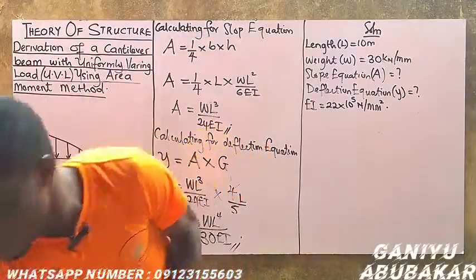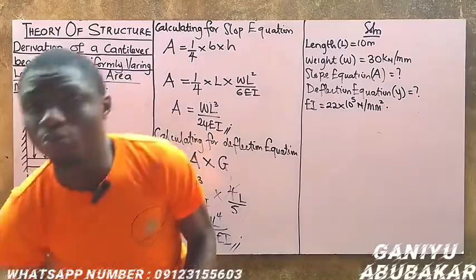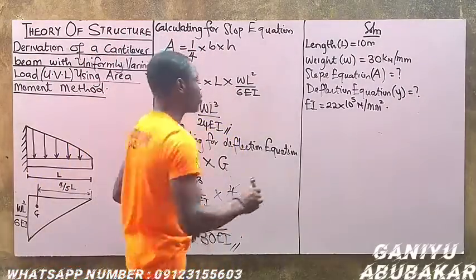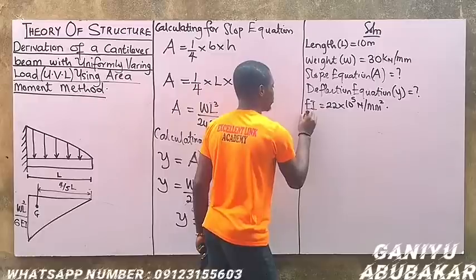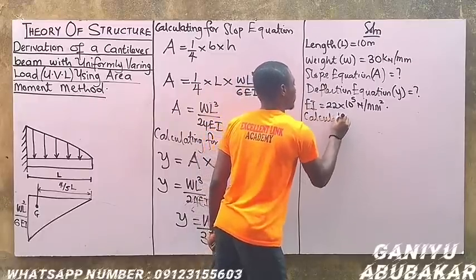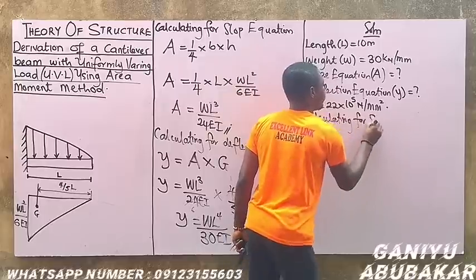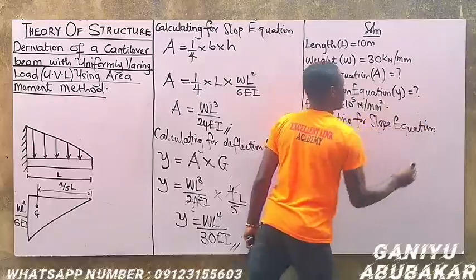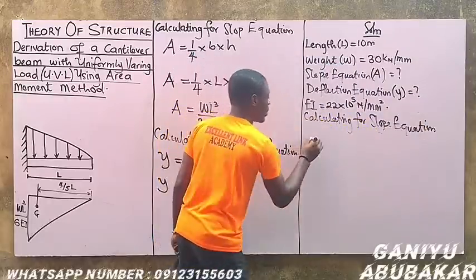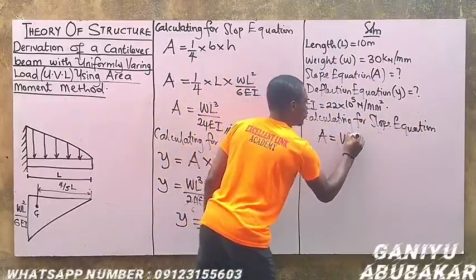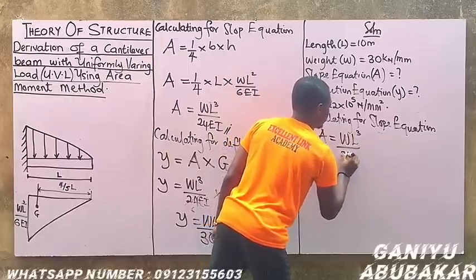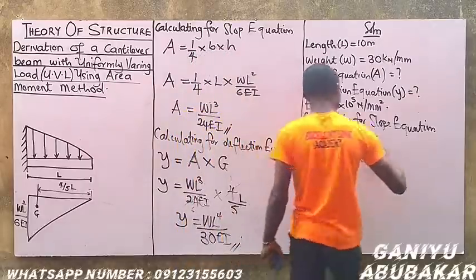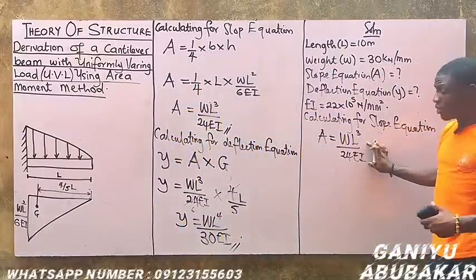All right, let's get this done, please. First task here is that let's try to get the slope equation. We said for slope equation, calculating for slope equation, we said A is equal to W L to the power 3 over 24 EI.